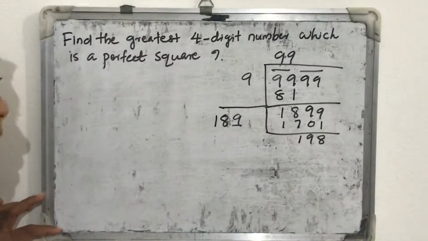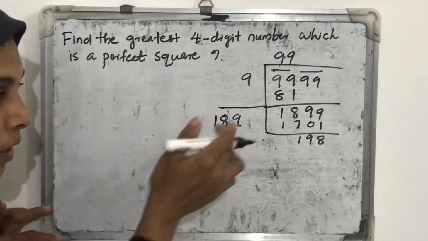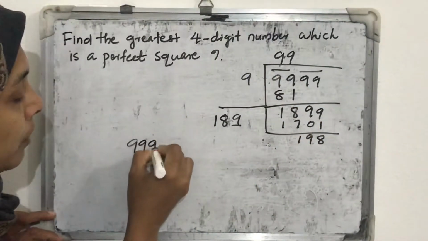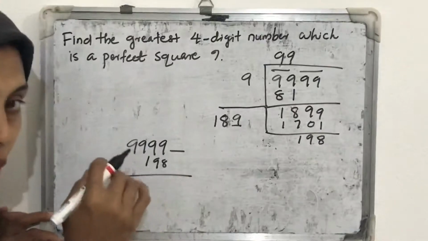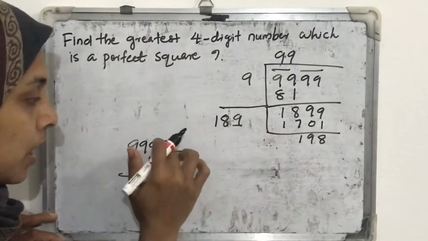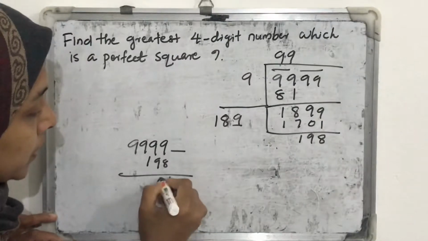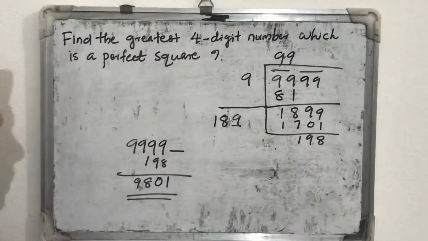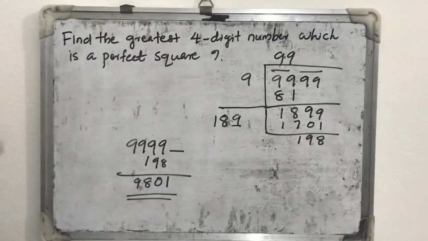So which will be the greatest 4-digit number that is a perfect square? When we subtract 198 from this number, we get the required number: 9999 minus 198. The required perfect square is the number we get after subtracting 198 from 9999: 9801. So the greatest 4-digit number which is a perfect square is 9801. Okay, that type of question we can also answer.